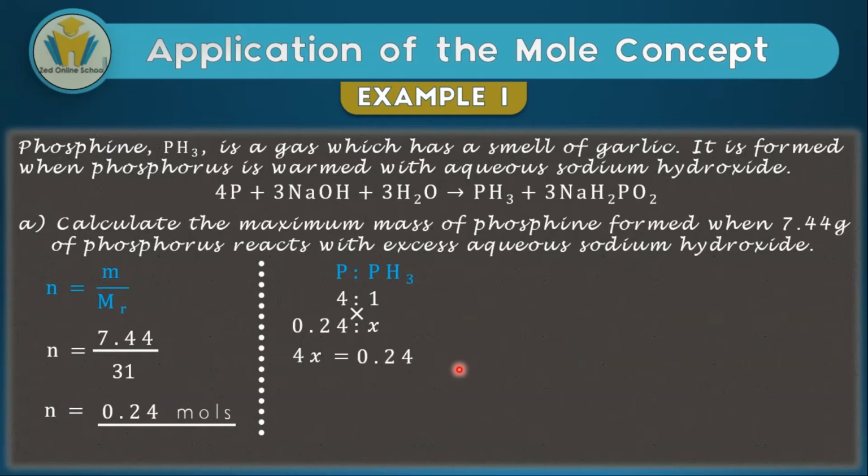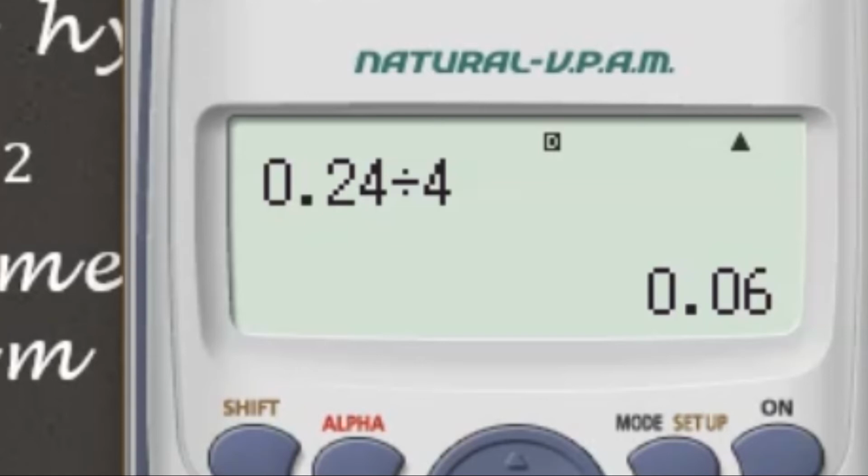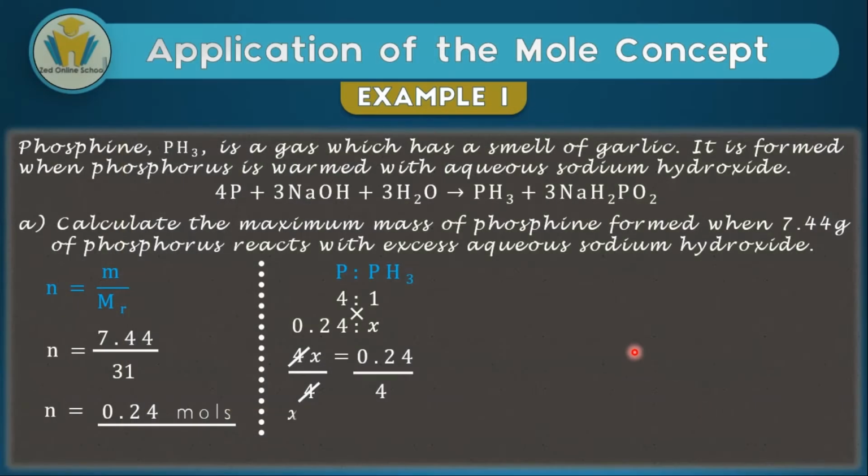Therefore, what we're going to do here is get rid of this 4 by division. We cancel it on our left side because we have something multiplied and something divided that is the same, meaning it's playing no role. Again, we get our calculator and find the value of X. You can see our answer is 0.06. Therefore, X is equal to 0.06 moles. And remember, these moles we've just found are for phosphine.